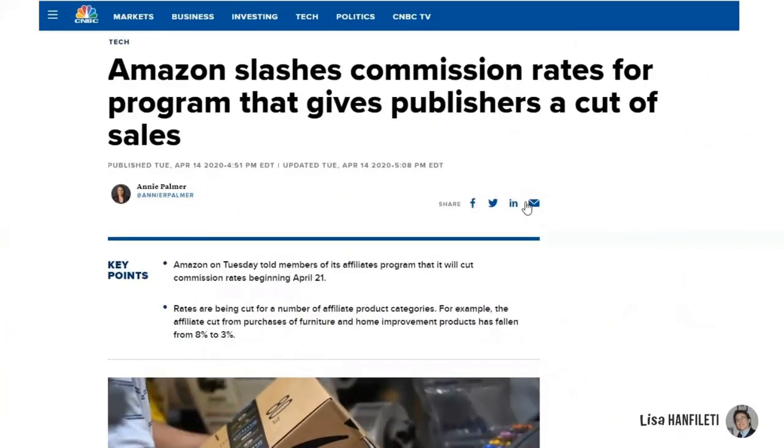Speaking of cons, this is an article that was published on the 14th of April, and it says that Amazon slashes commission rates for program that gives publishers a cut of sales.